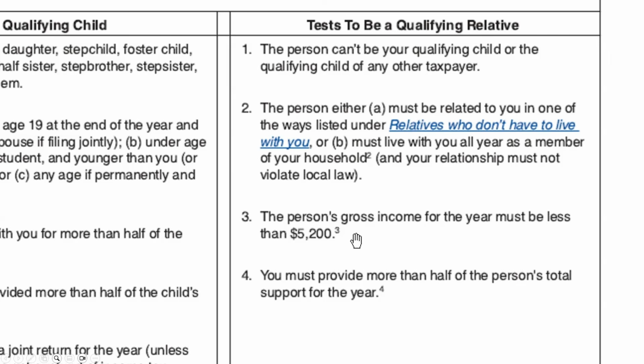Then the next test is that that person's gross income has to be less than $5,200. So if the person makes $5,200 or more in gross income, they cannot be a qualifying relative. And then the last test is that you must have provided more than half of that person's total support for the year. So if you meet that criteria, then that is a qualifying relative.